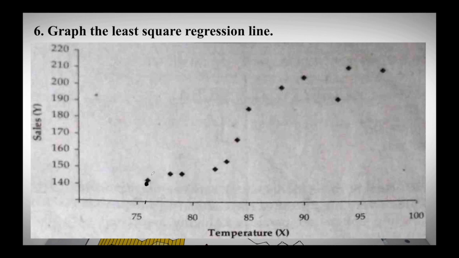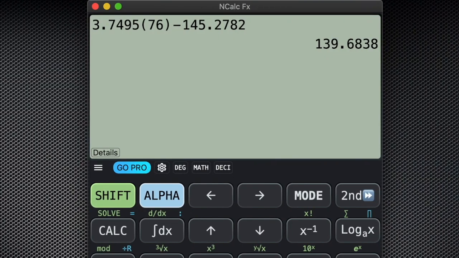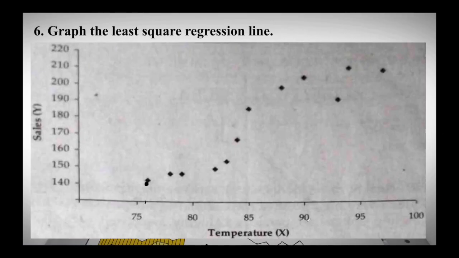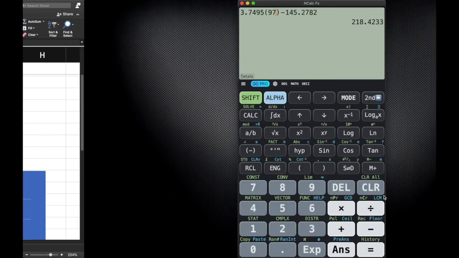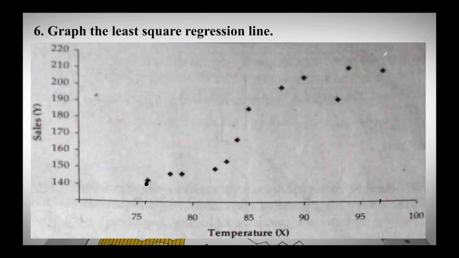And, ano yung next natin? Kung yung max naman, 97. So, let's substitute this 97. Yung 76 going 97. Okay, the value is 218.4233. So, nasaan si 97? Ito, si 97, 96, 97. Around here. Okay, around dito. Then, anong value po na compute natin? 218. Where's 218? Banda dito.